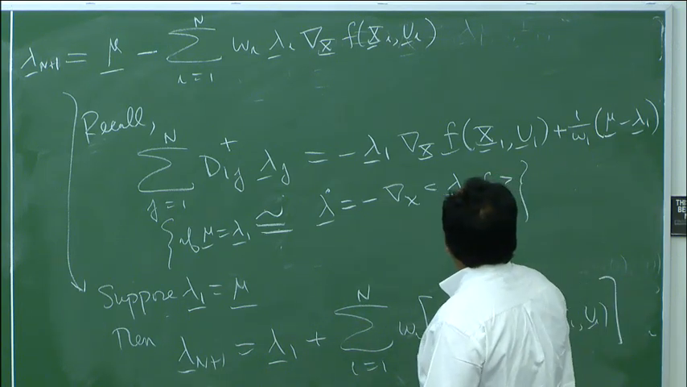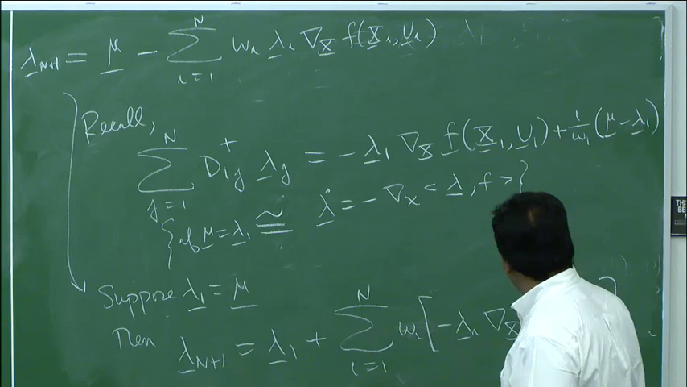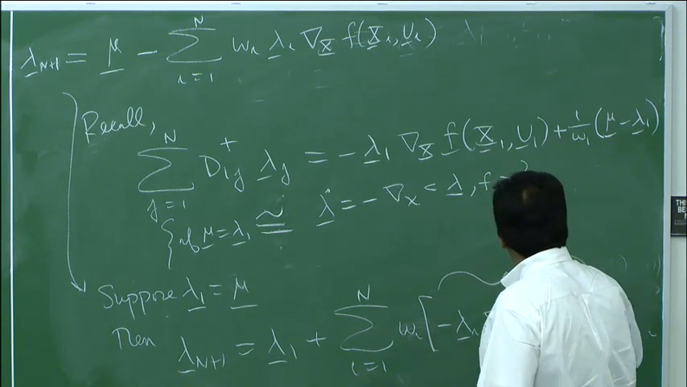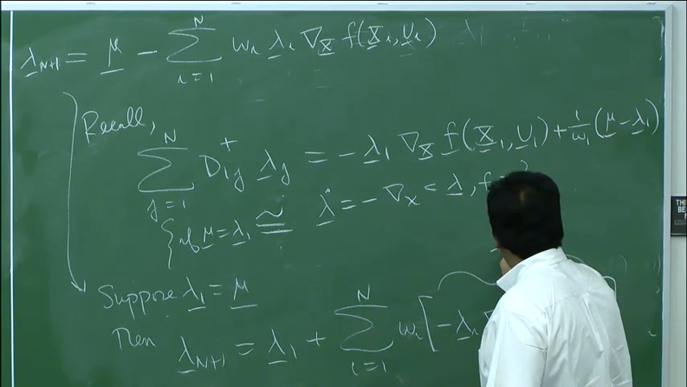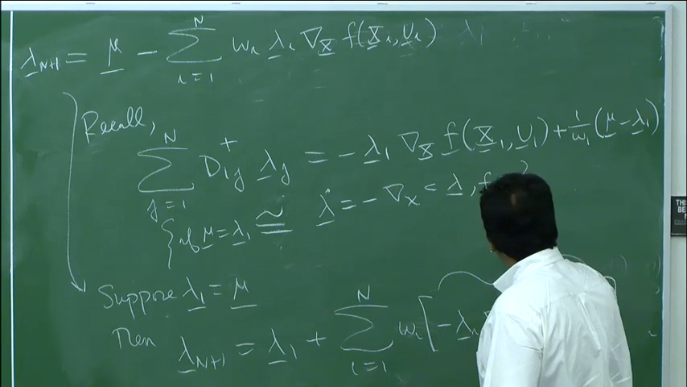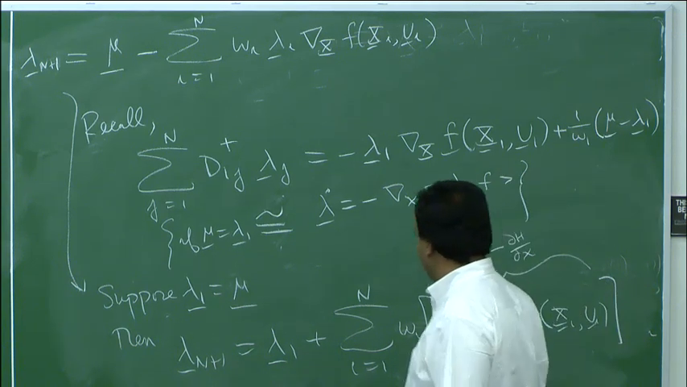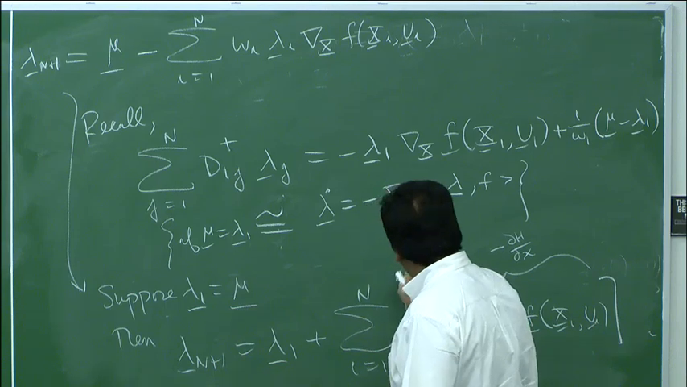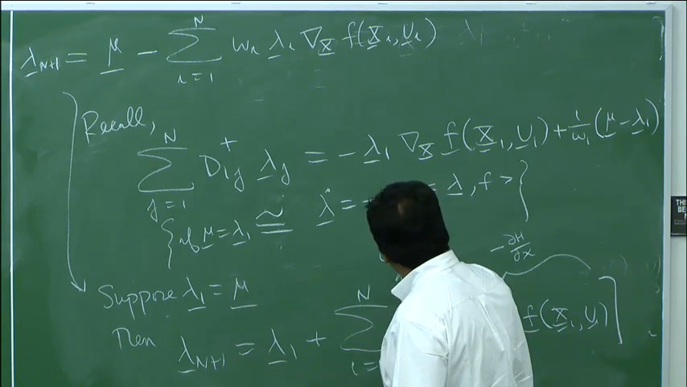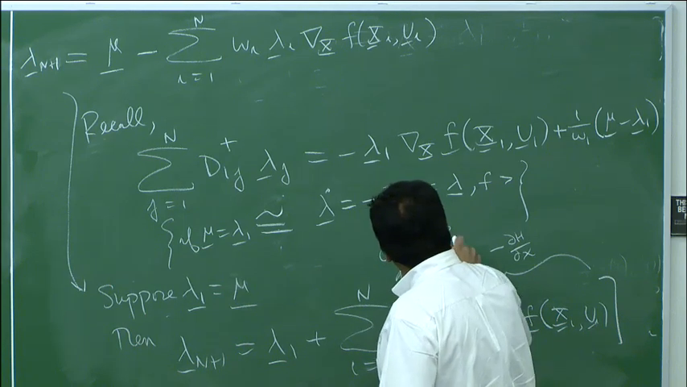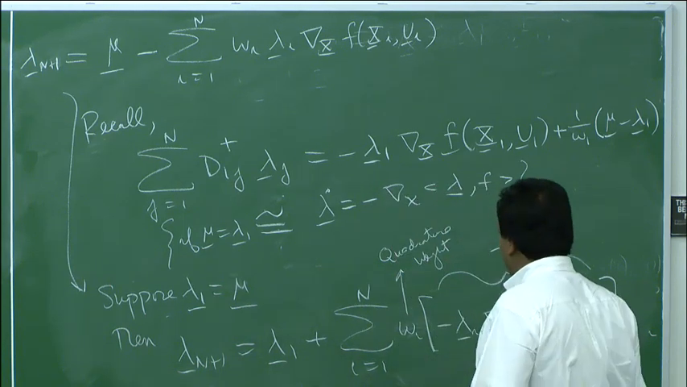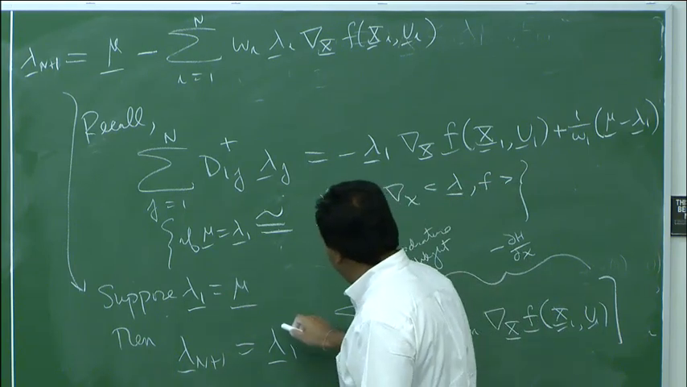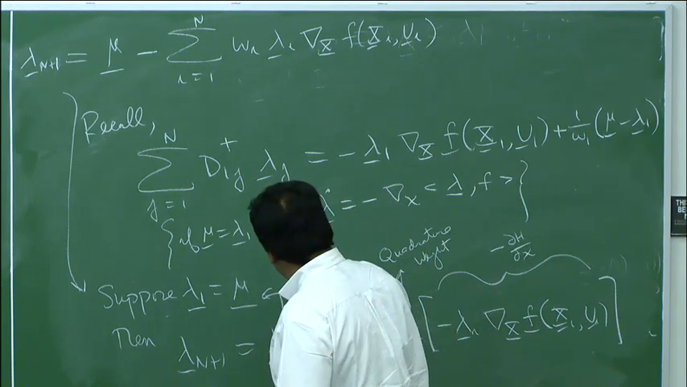Okay. Now look at that. This right here is minus dh dx, right? And this is the quadrature weight. So given that this is the quadrature weight, what this is saying is that this is a quadrature approximation to the integral if this is true, right? Only if this is true.